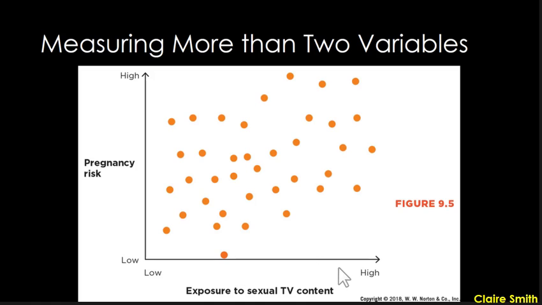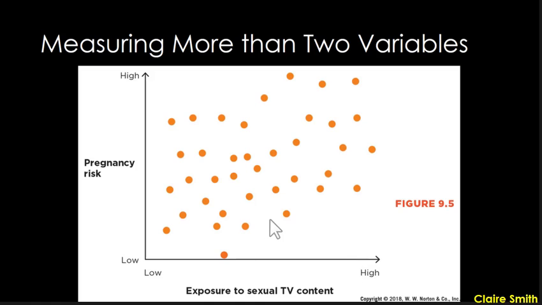If we have people responding to a questionnaire or survey about this information already, it makes sense just to add in additional questions so we can rule out different things. Okay, so an example of that, say we want to look at age, see if age is a potential third variable that's affecting pregnancy risk and exposure to sexual TV content.